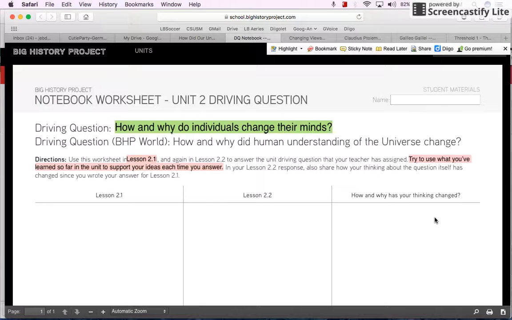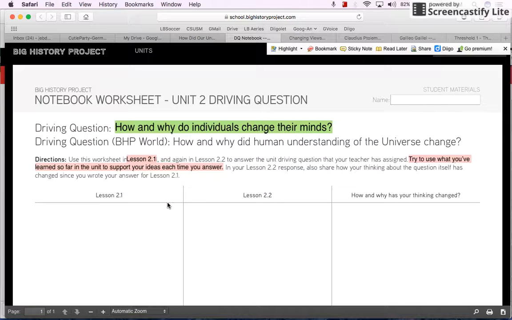That's important. Thinking about our thinking is a critical aspect of learning. So really paying attention to how our understanding of something changes over time is really good. And incidentally, it's also in line with our driving question. So for the DQ notebook, you are essentially doing so for lesson 2.1.